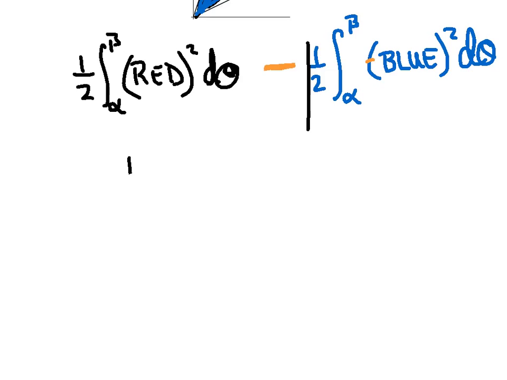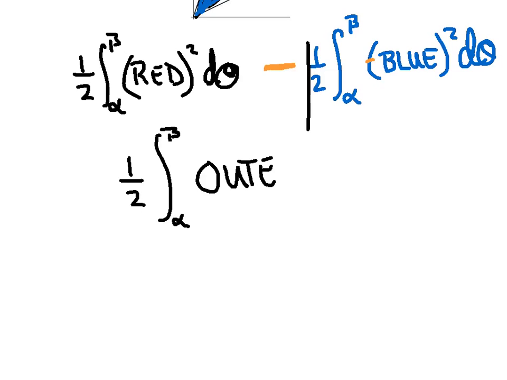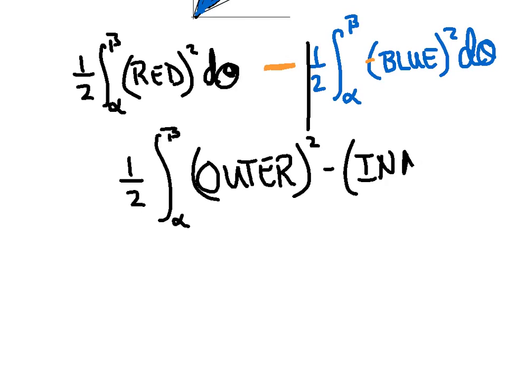So we're going to say 1/2. The only reason we can combine these two integrals into one integral is because they have the same bounds. And we're going to say the outer curve, which used to be our red one, squared, minus the inner curve. In other words, outer means whichever one's further from the pole, inner means whichever one's closer to the pole. And this is how we're going to find the area between two polar curves.